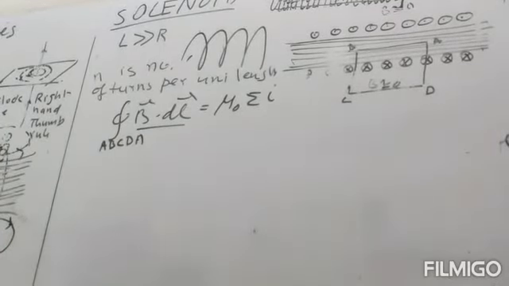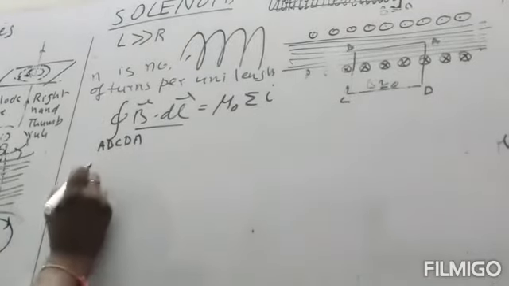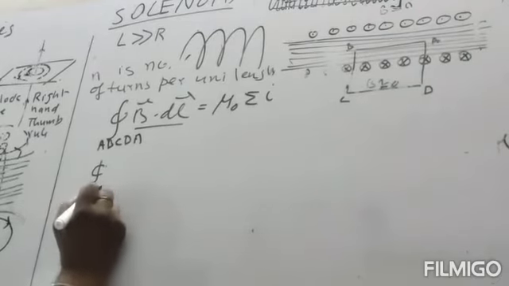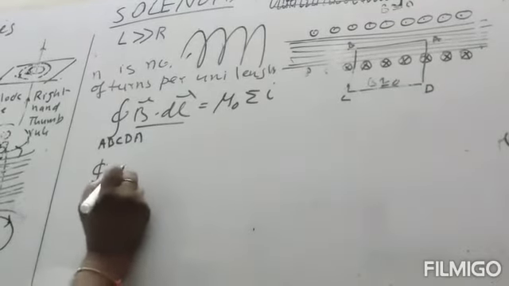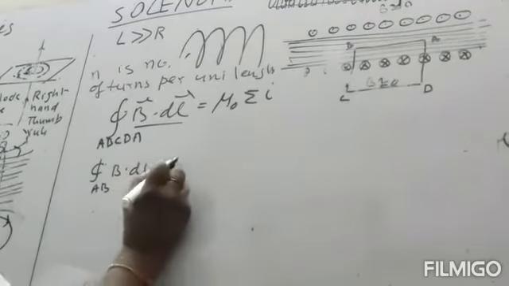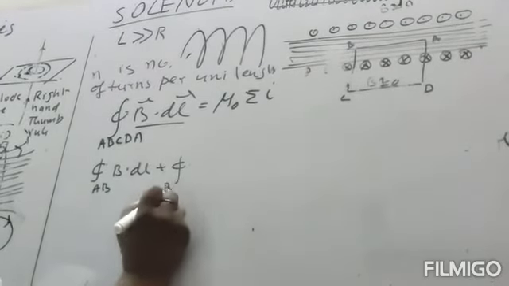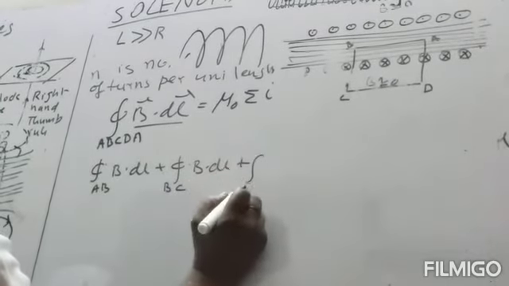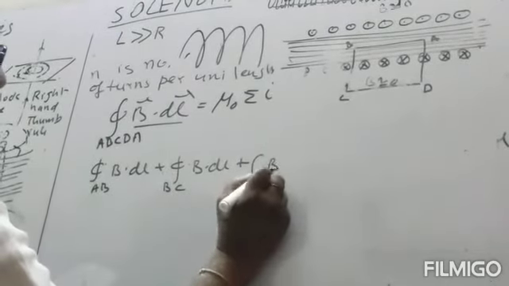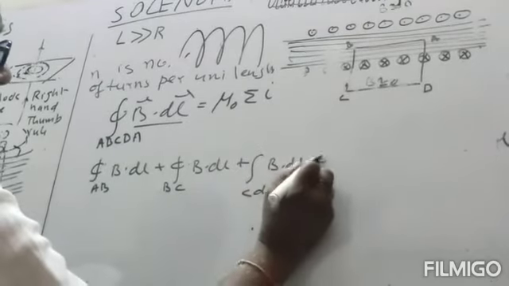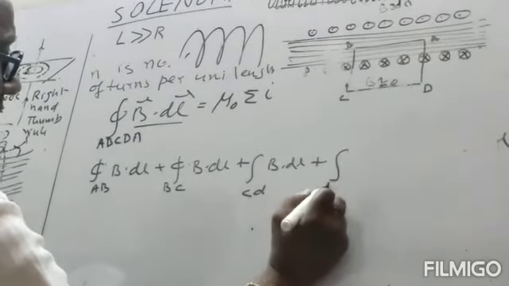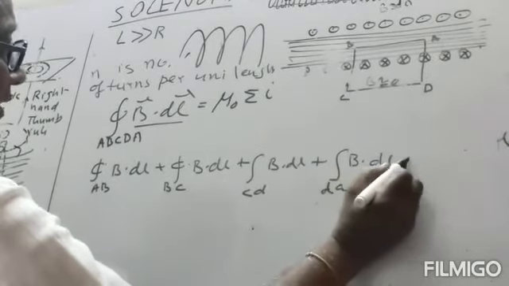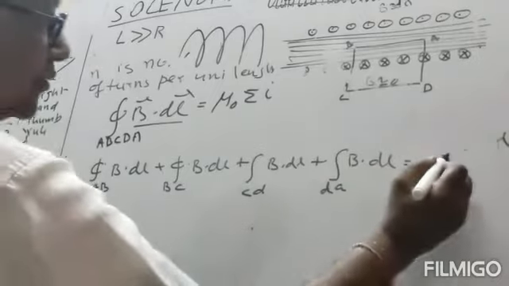So we will divide it into 4 parts. So this will be equal to integral A to B, B dot dl, plus B to C, B dot dl, plus C to D, B dot dl, plus D to A, B dot dl, is equal to mu 0 times summation of I.